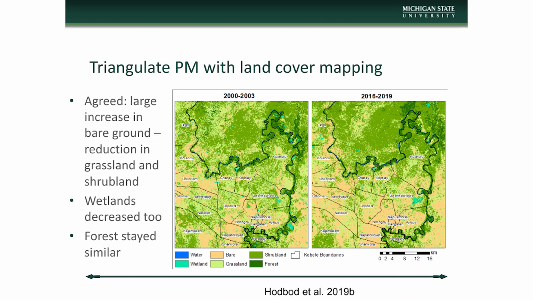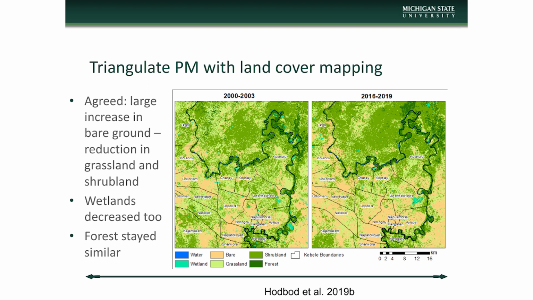So what we did then was triangulate the participatory mapping with Emma's land cover mapping, and the land cover mapping basically backed up what our participatory mapping had shown, that yes, you've had a change in land cover, since Emma mapped from 2000 through to 2019, basically, in 2 different time series.